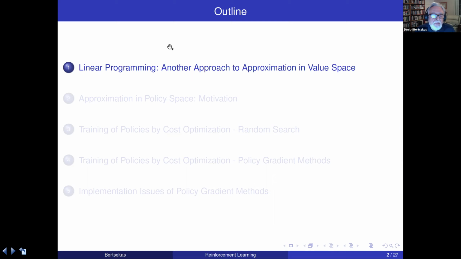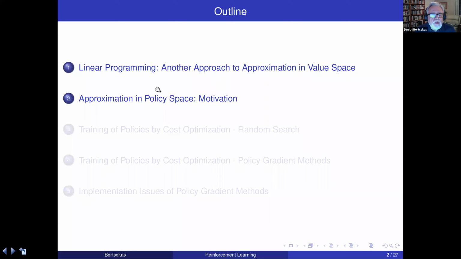Linear programming is another interesting method for solving dynamic programming problems exactly or approximately. It's an alternative to approximation in value space and approximation in policy space, but it has not reached the popularity of these methods. Nonetheless, I think it's interesting, and I'd like to mention it. One of its limitations is that it doesn't go well with neural networks. It requires a linear approximation architecture.